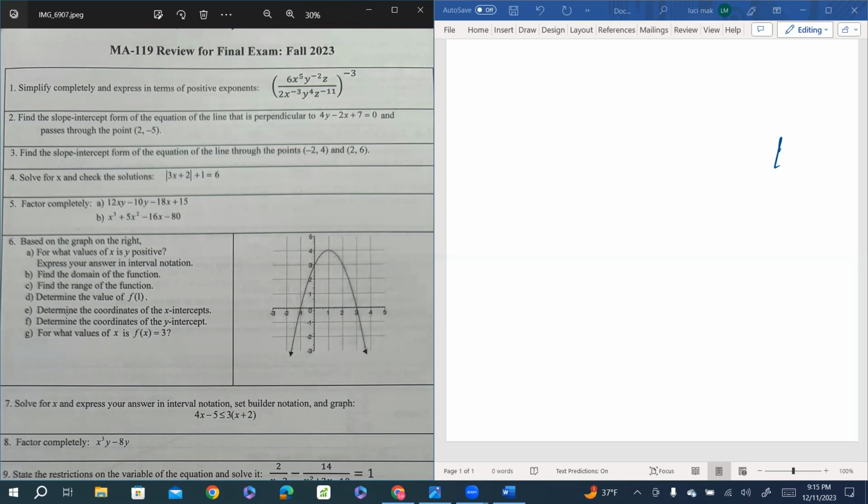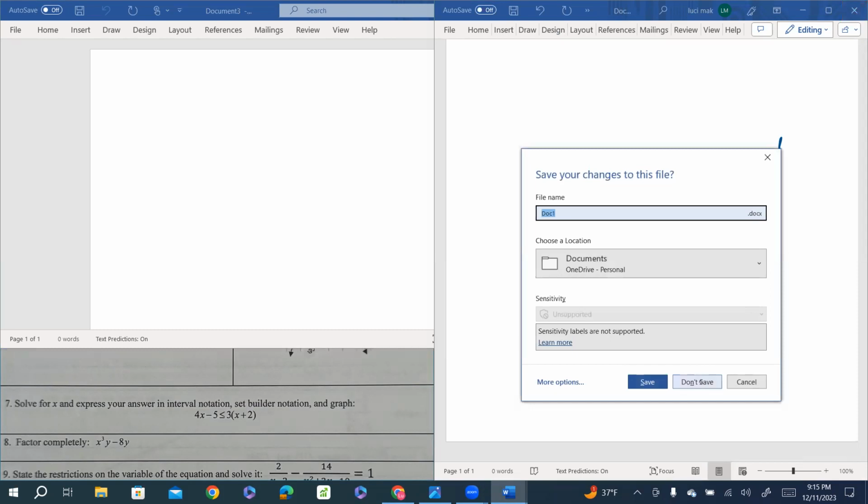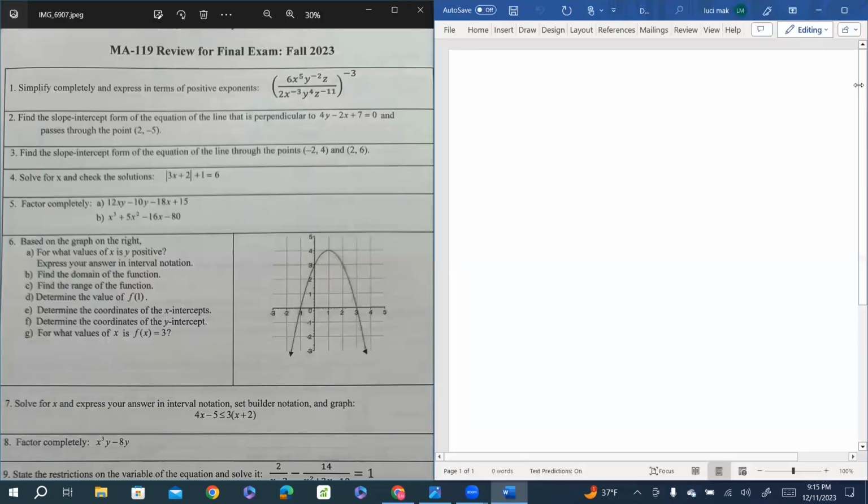I'm just going to see if I can clear all the drawings. I don't know what this is. Let me check something. I'm going to close this, go to file and open up a new one. Let me put this on the side. All right, so let's look at the third question now.